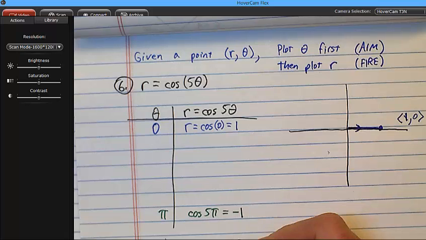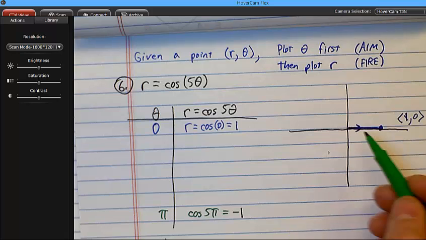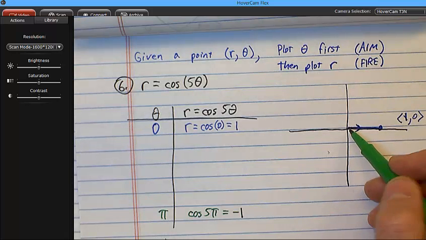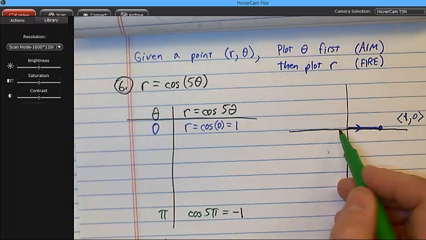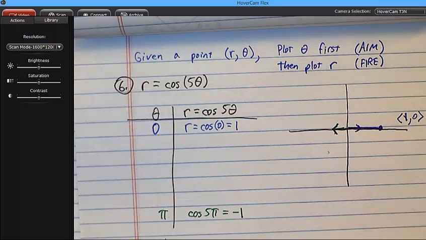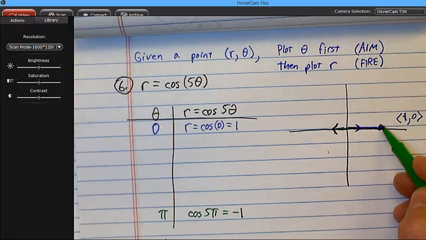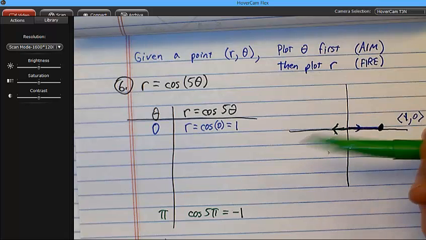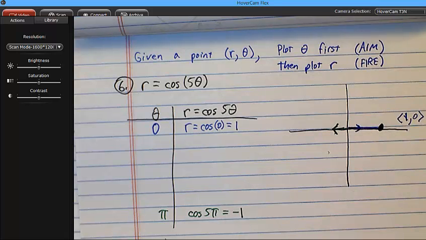-1, right? So what does that mean? That means when the gun is aiming in the pi direction, now which way is that? This way we're going to aim, right? When we fire, we're going to have an r of -1. Where's it going to end up? Right here. Because it's aiming this way, but we fire backwards. Isn't that strange?